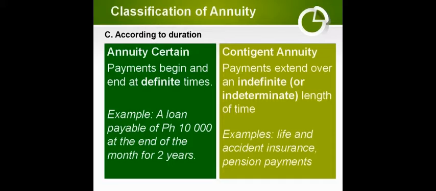Letter C, according to duration. In an annuity certain, payments begin and end at definite times. Example, a loan payable of 10,000 pesos at the end of the month for 2 years. So every end of the month for 2 years, you have to pay for a loan that is 10,000 pesos. Contingent annuity, the payments extend over an indefinite or indeterminate length of time. Examples, life and accident insurance or pension payments. So, yun ang mga example ng contingent annuity.